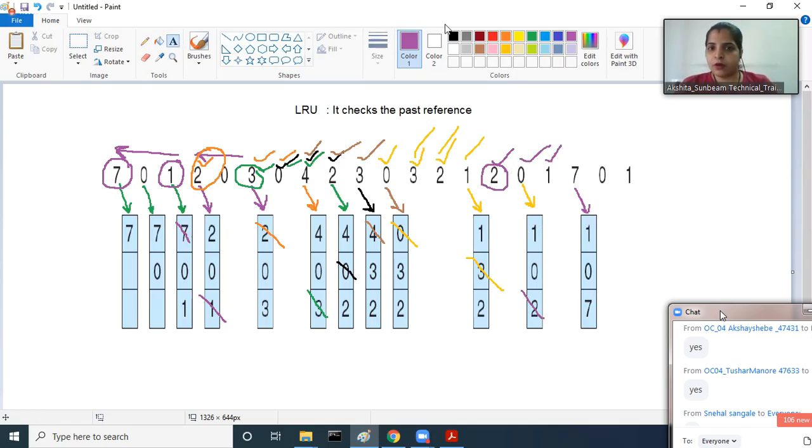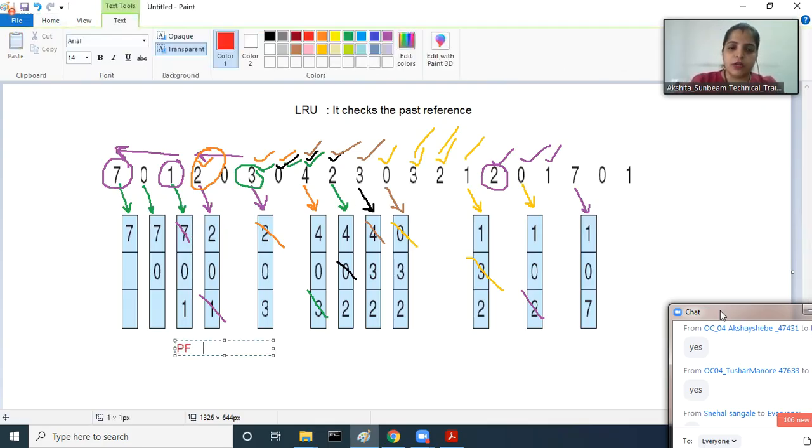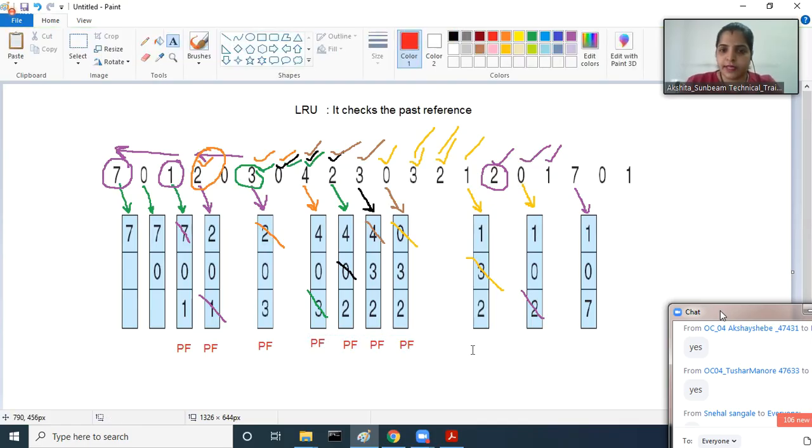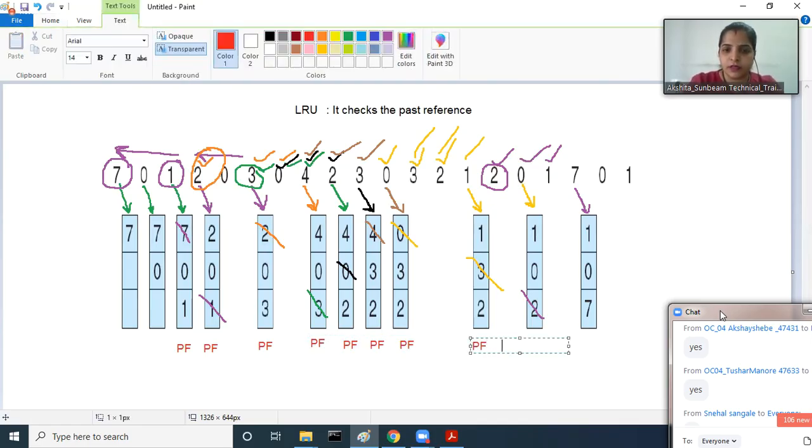Let us try to count the number of page faults. Here I'll say first page fault, second page fault, then the third page fault, then this is the fourth page fault, here fifth page fault, sixth page fault, seventh page fault, then this is 8, this is 9, and the last one is 10. So there are a total of 10 page faults in this scenario.